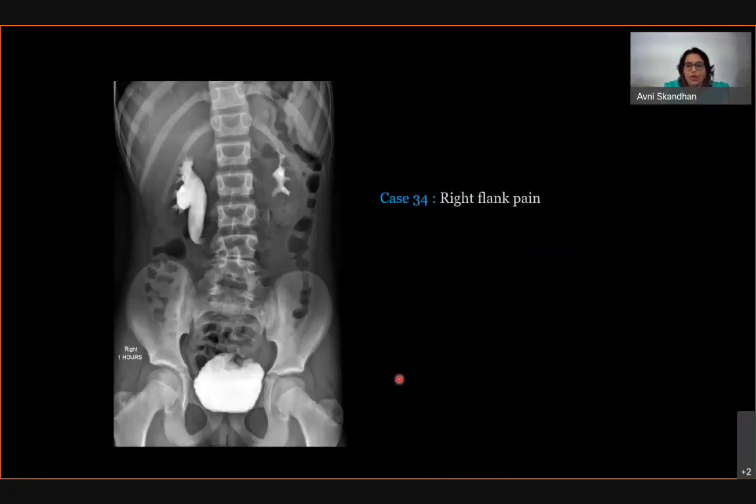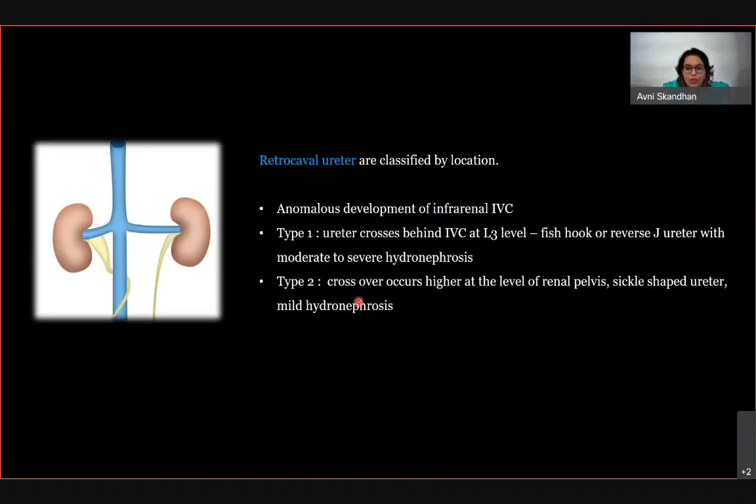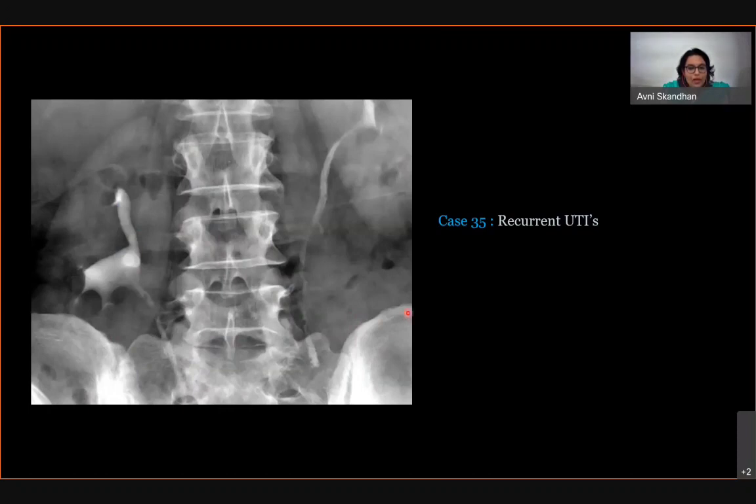Yes. So this patient has a right flank pain. What is the finding? What is this case? Retrocaval ureter, very good. So, retrocaval ureter, again, you can have type 1, type 2, whether it is high or low. So again, not going further into it.